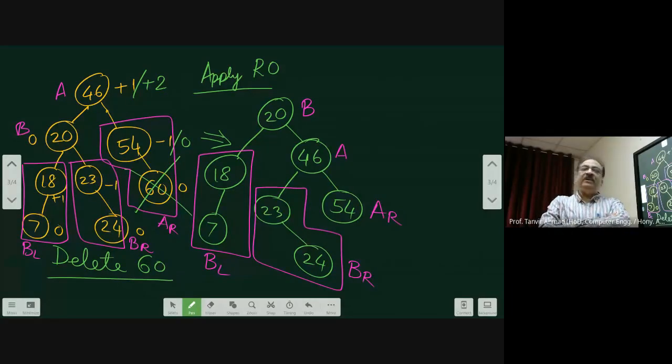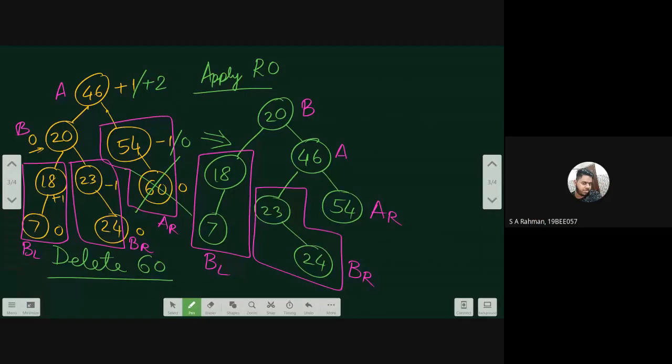Balance factor is equal to height of the left subtree minus height of the right subtree. For any node, you have to check the height of the left subtree minus height of the right subtree. If I take for this 20, height of left is 2, height of right is 2, 2 minus 2 is 0. If you take it for 46, height of left is 3, height of right is 2. 3 minus 2 is +1.